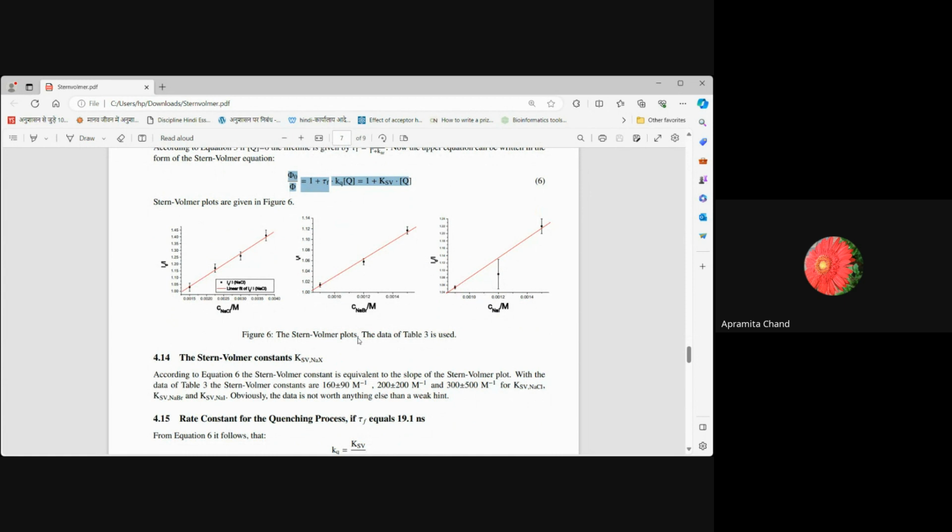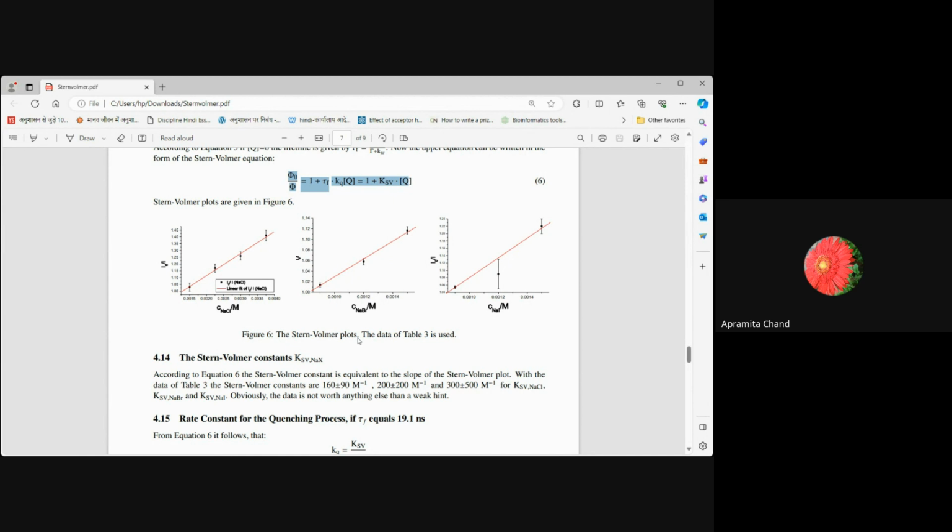This phi_0 by phi, you can also represent in terms of intensities, as I_0 by I. What is the Stern-Volmer constant? This is K_SV, and it is equal to the lifetime when the quencher is not there, times the rate constant for quenching.